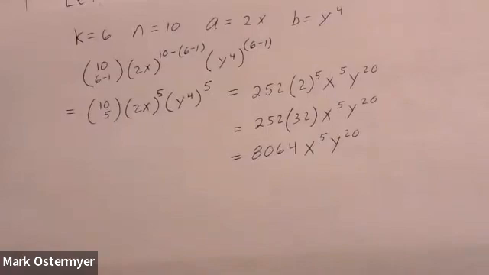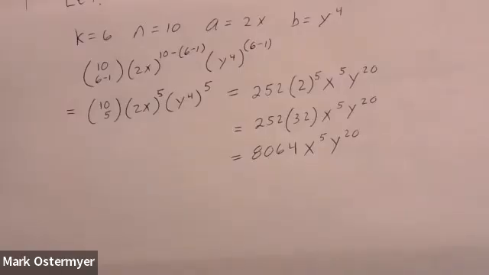All right, to find the sixth term, you let k be 6. N is 10, a, the first term is 2x, second term is y to the fourth. Drop things into the formula. Go through and crank things out. And you get the sixth term. Did anybody get that term? Yeah. All right. It is working out, this formula, making sense? It can save you tons and tons of work. Okay, good.